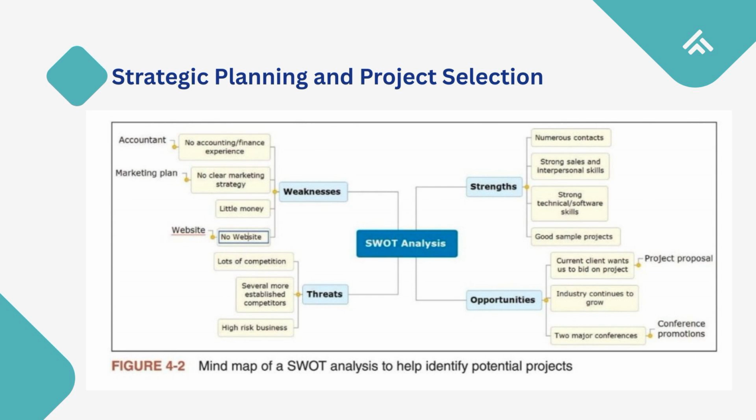This diagram shows how SWOT helps in deciding what project to pursue. For example, their strengths, skills, and contacts, and opportunities, industry growth, and conferences suggest they should try for new projects. But they must also handle weaknesses like no website and limited funds, and be aware of threats like competition and high risk. In short, the mind map helps the company see where they stand, what advantages to use, and what problems to fix before launching new projects.